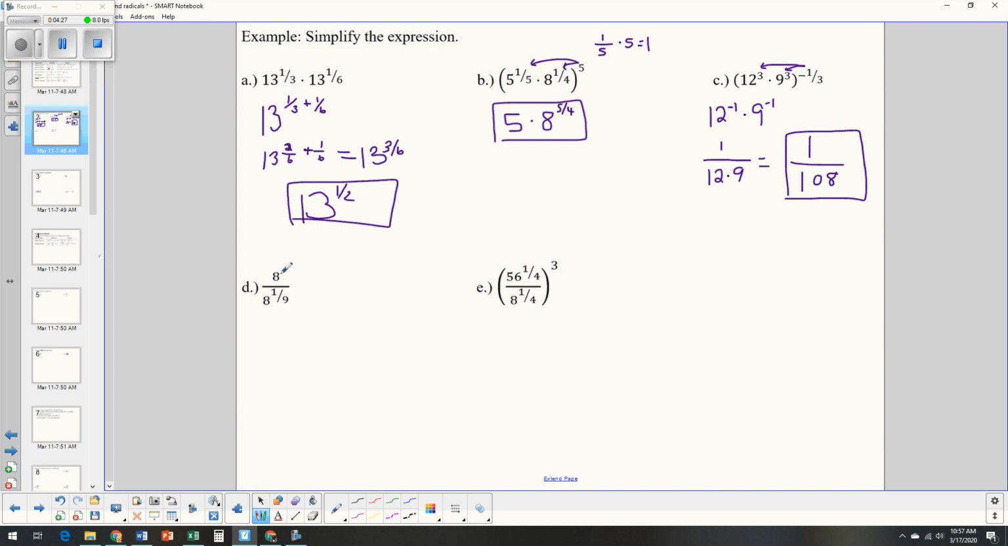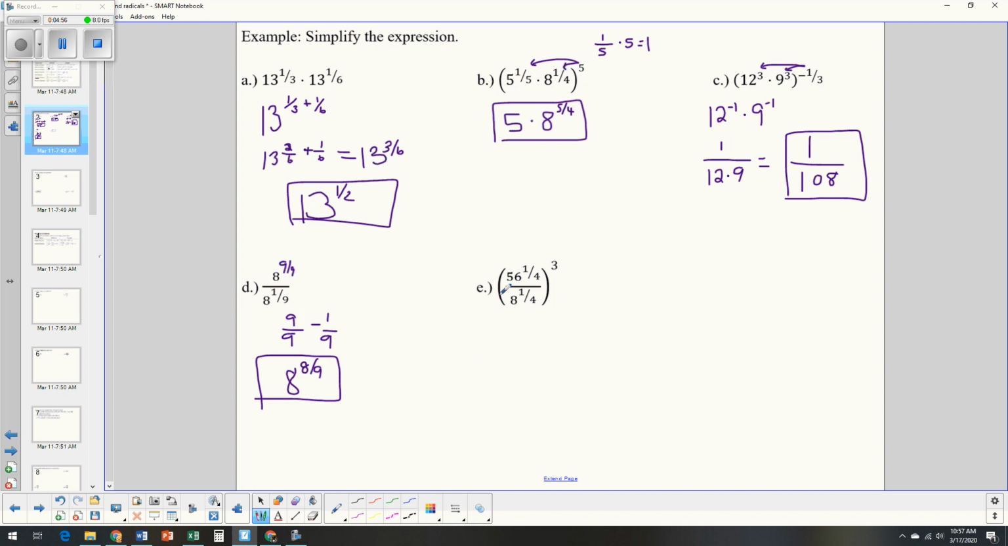For D, we have a quotient. We're dividing. 8 to the first power is really like 8 to the 9 over 9th power, right? 9 over 9 is really 1. So I'm going to subtract these. 9/9 minus 1/9. And we're going to get 8/9. So this is really 8 to the 8/9. And that's our final answer for that one.